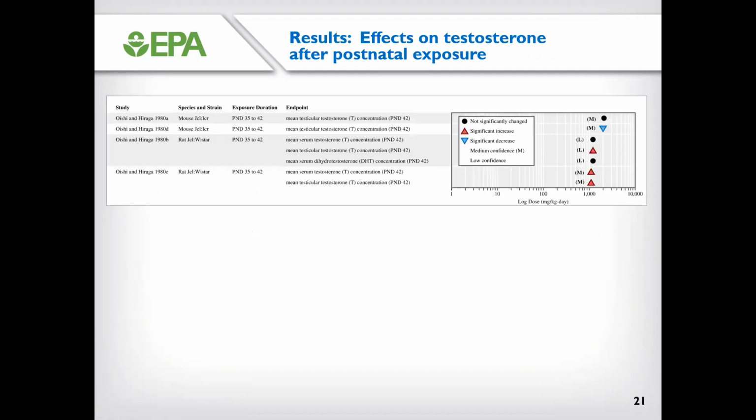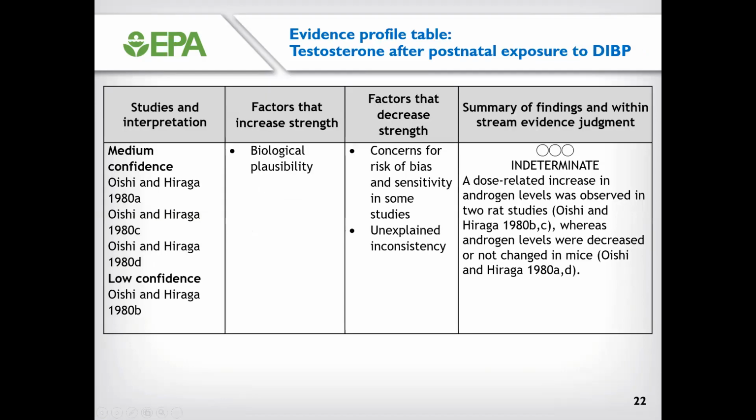Moving on to postnatal, these results were more all over the place. So for the 2 studies in mice, one saw no effect, one saw a decrease in testosterone. In rats, there was a general trend towards increased testosterone, so conflicting results across species. So here is our evidence profile table that pulls data together for the postnatal exposures. A factor that increases strength is that there is that biological plausibility for effects in testosterone, as we've seen with that gestational exposure data.